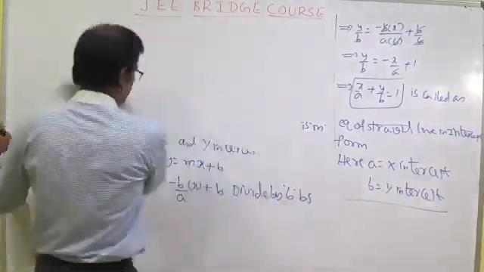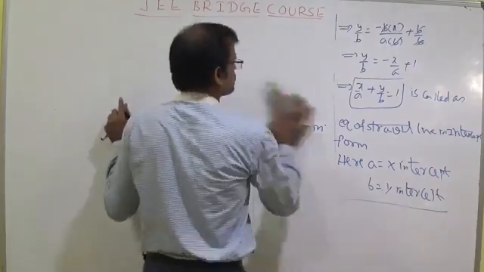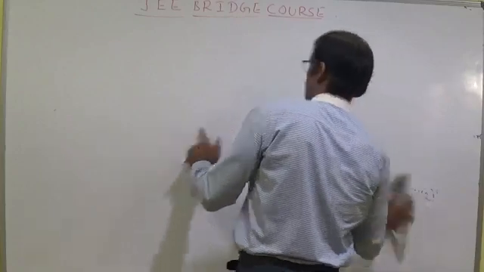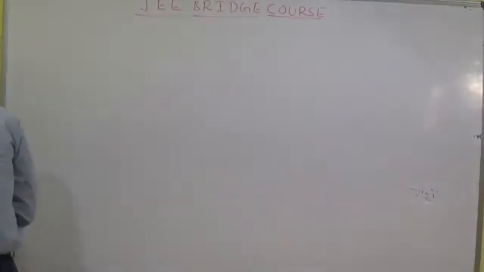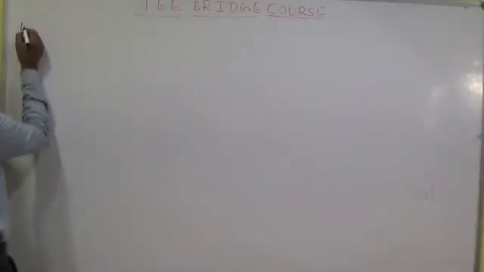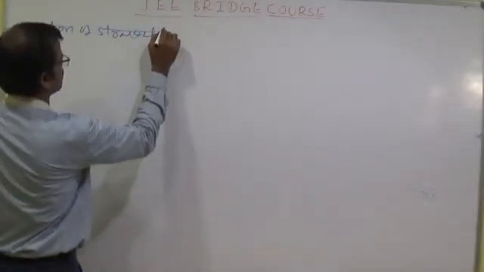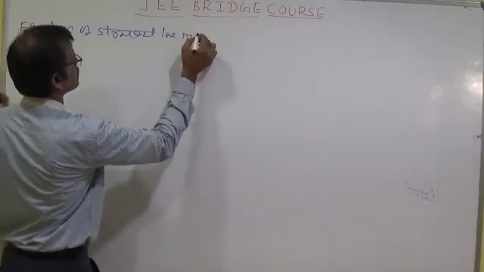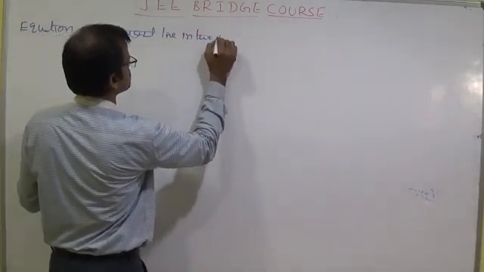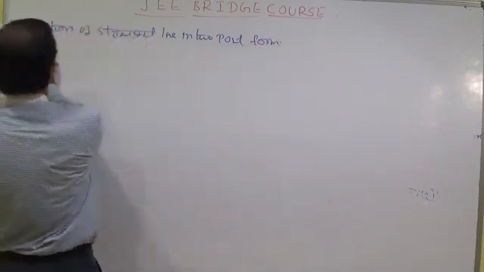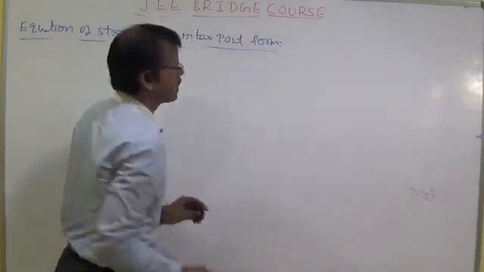For 3 days we are discussing the equation of a straight line in various forms. Okay, let us discuss another form also, the equation of a straight line in two-point form. This is called the two-point form.